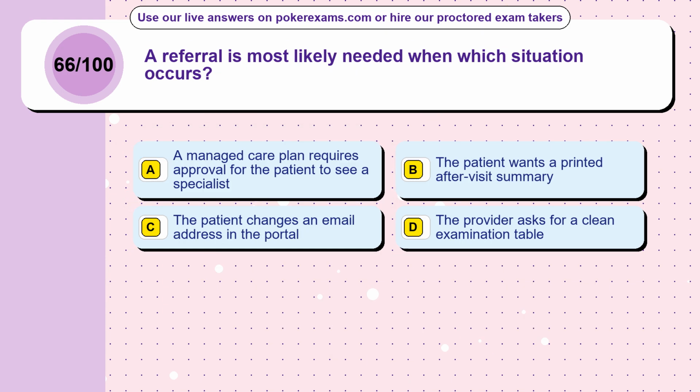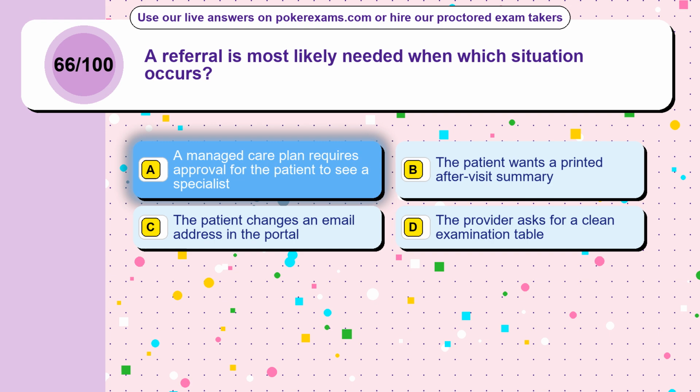Question 66. A referral is most likely needed when which situation occurs? Option A. A managed care plan requires approval for the patient to see a specialist. Option B. The patient wants a printed after-visit summary. Option C. The patient changes an email address in the portal. Option D. The provider asks for a clean examination table.